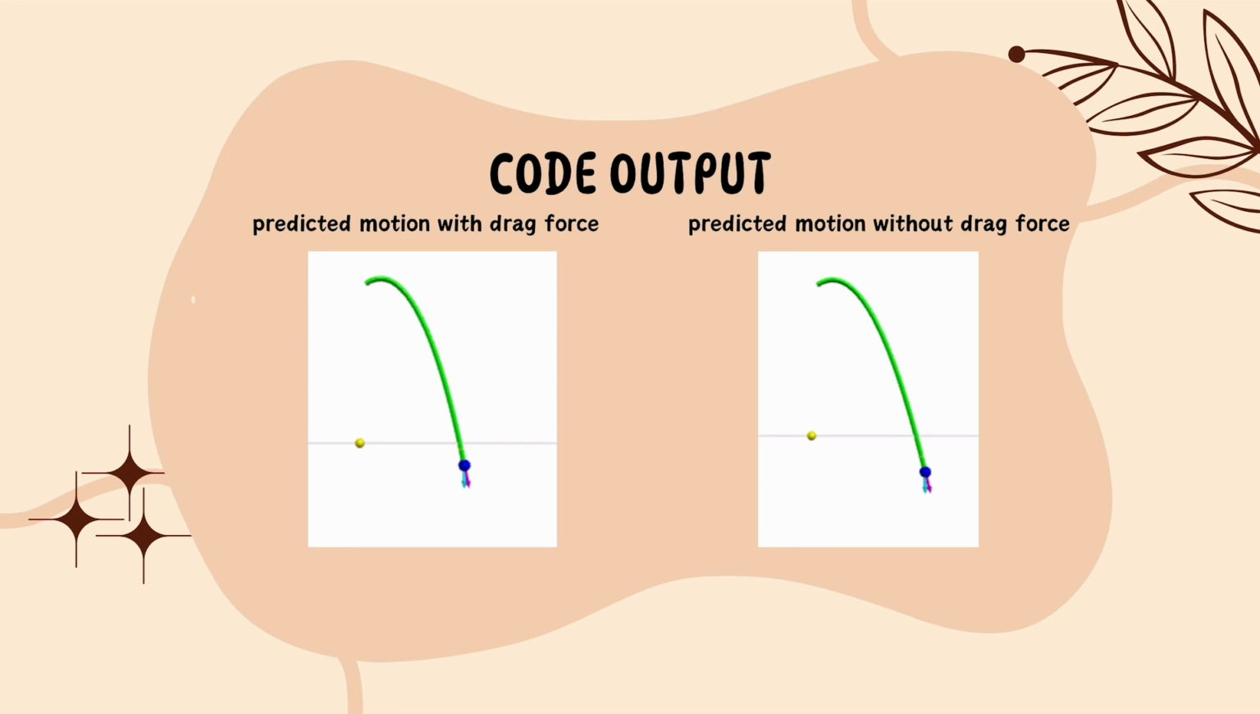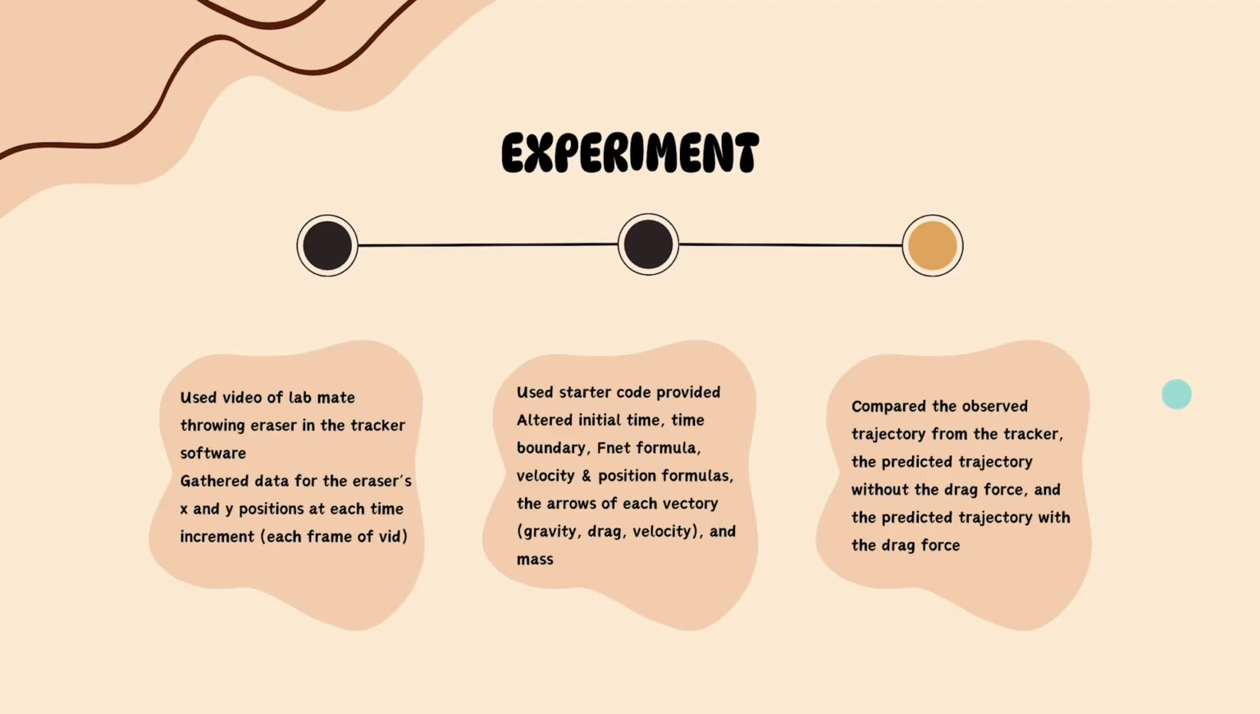Our code output with drag and without drag are shown, and they both do have an arcing motion like our eraser, but we can see that without drag, the eraser goes more into the negative than it should because it's traveling more than with drag.